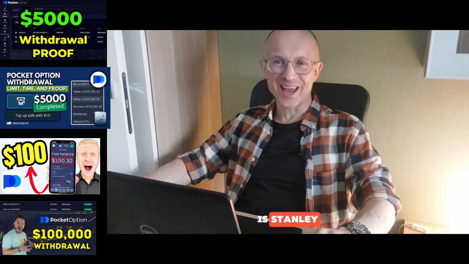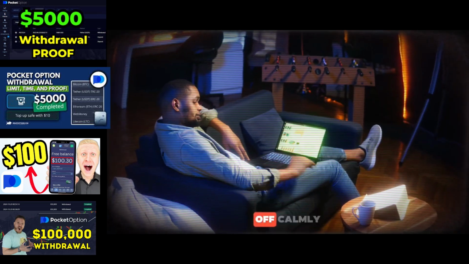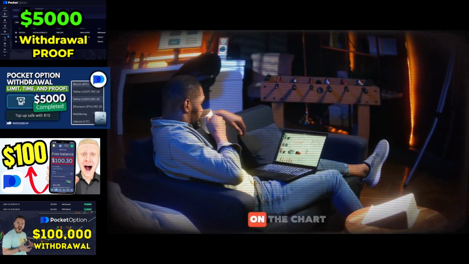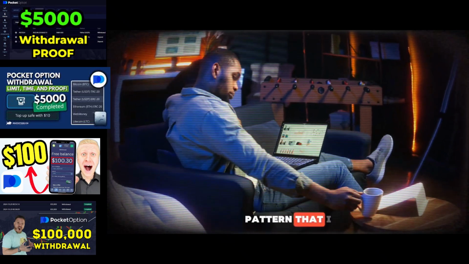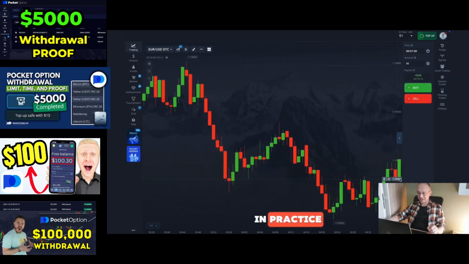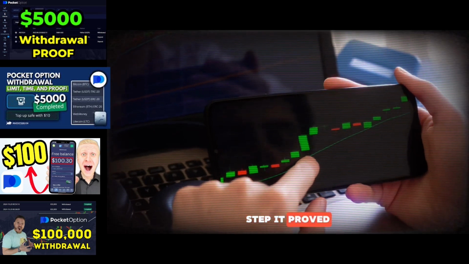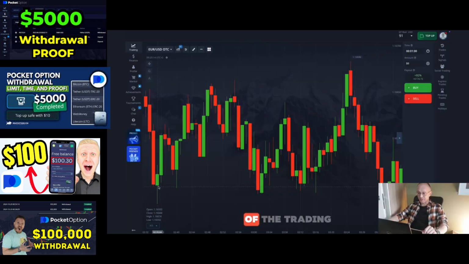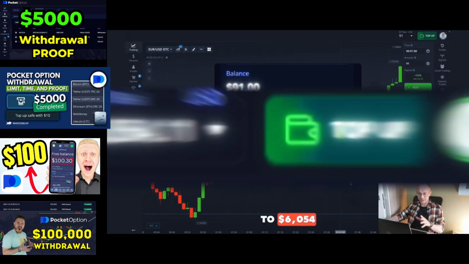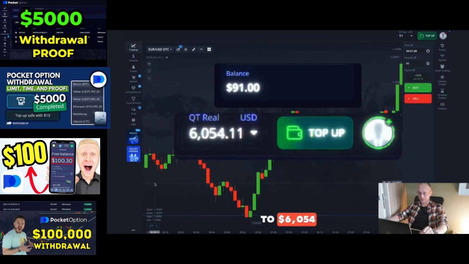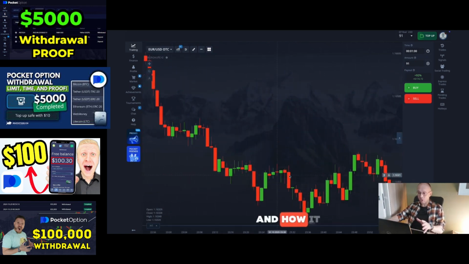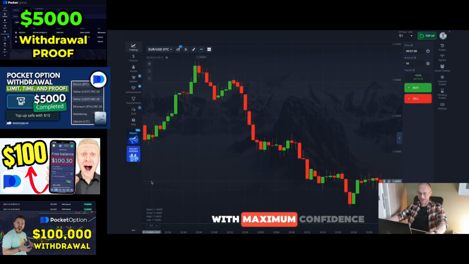Hi, my name's Stanley. The day started off calmly without any plans or expectations. I just turned on the chart and noticed a pattern that I hadn't noticed before. I decided to test the idea in practice, and step by step it proved itself. By the end of the trading session, my balance had grown from $91 to $6,054. And today I'll tell you how I discovered this pattern and how it helps me open trades with maximum confidence.